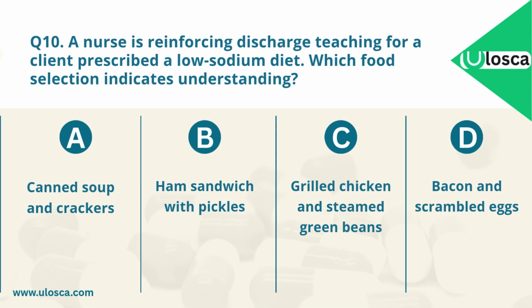Question 10. A nurse is reinforcing discharge teaching for a client prescribed a low-sodium diet. Which food selection indicates understanding? A. Canned soup and crackers. B. Ham sandwich with pickles. C. Grilled chicken and steamed green beans. D. Bacon and scrambled eggs. Which one is the correct answer?